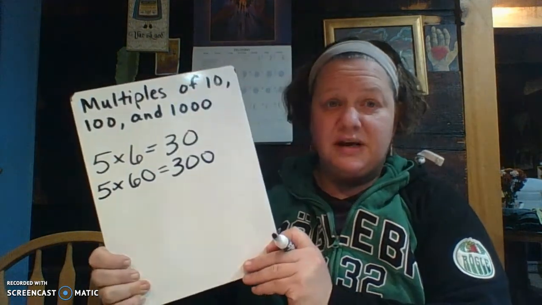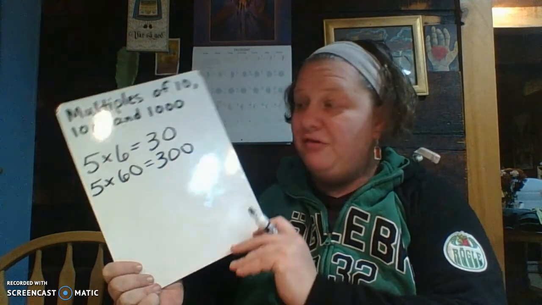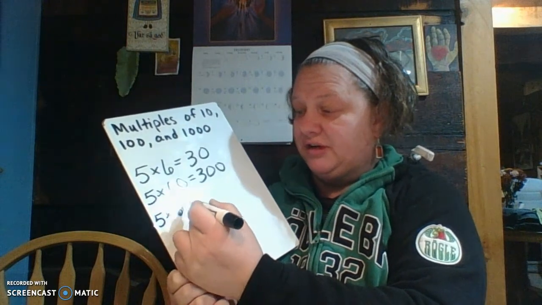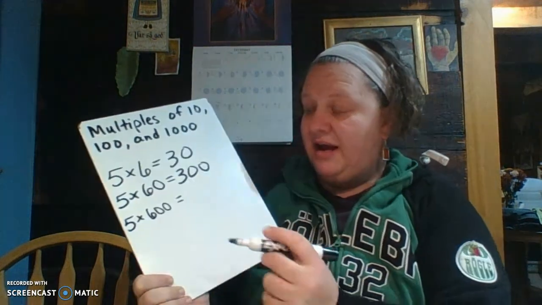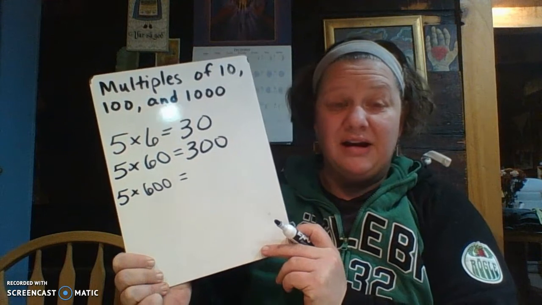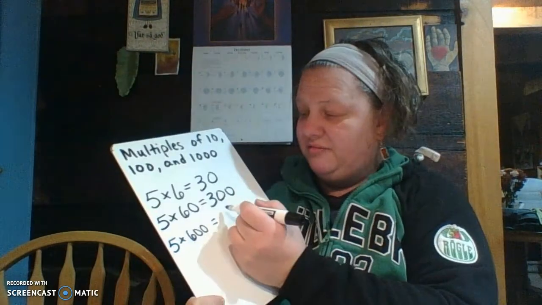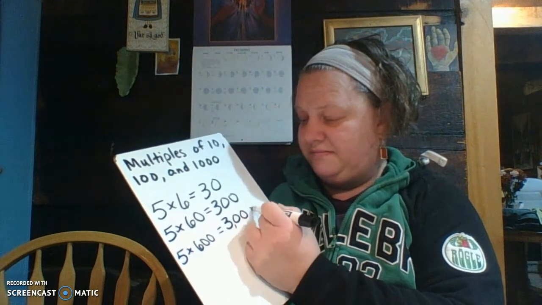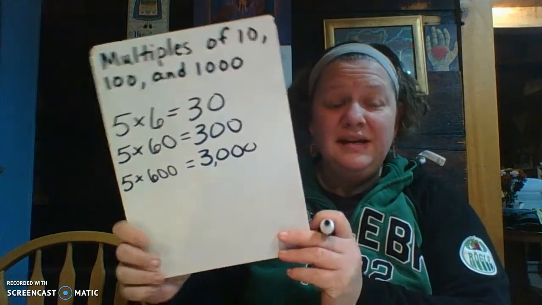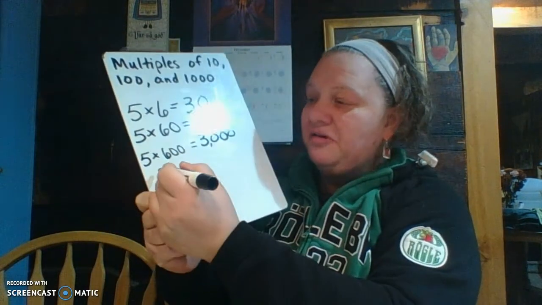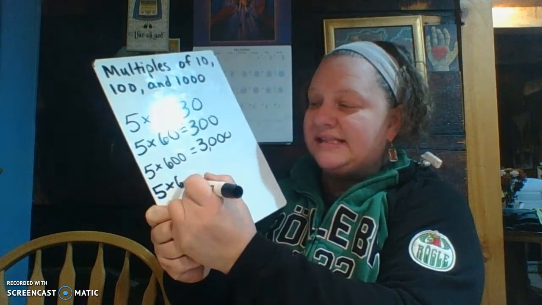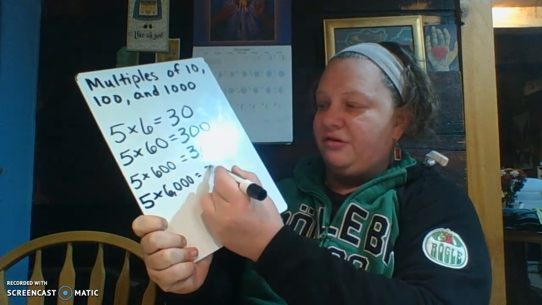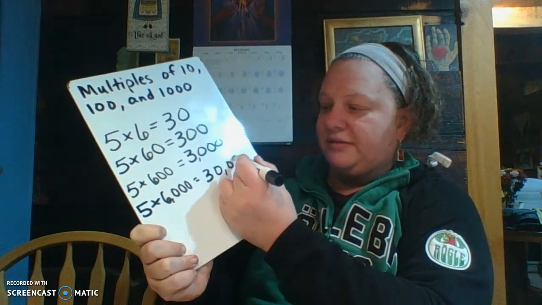300. Okay? And if we add on another 0 and have 5 times 600, that is going to add another 0 on, which equals 3,000. Then if we add another 0 and we have 5 times 6,000, we will have 30,000 as our answer.